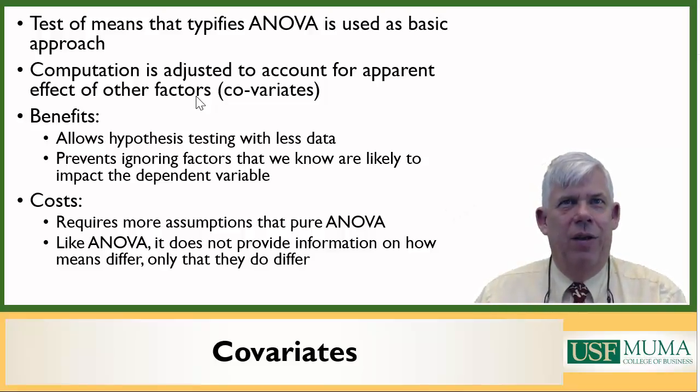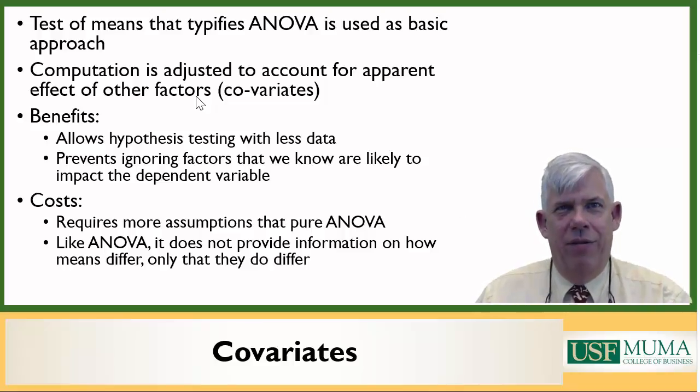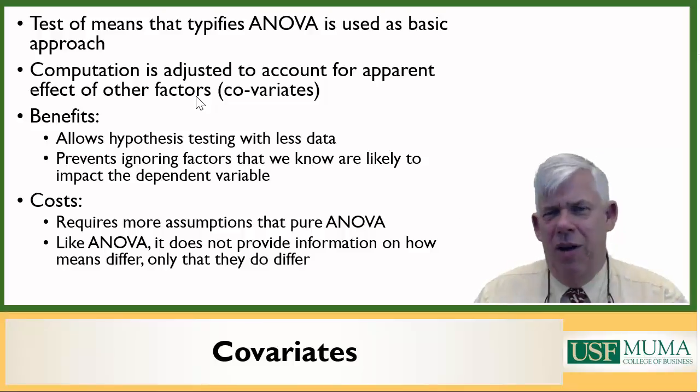So at any rate, the ANOVA computation can be adjusted to mathematically try to remove as much as possible of the effect of other factors, which are the covariates. And the benefit is that it allows us to do this hypothesis testing without creating more and more boxes, because if we make each covariate a separate box, now all of a sudden we've got lots and lots of boxes to fill, and we need a certain amount of data to do the analysis of variance. It also prevents us from ignoring factors that we know are important.